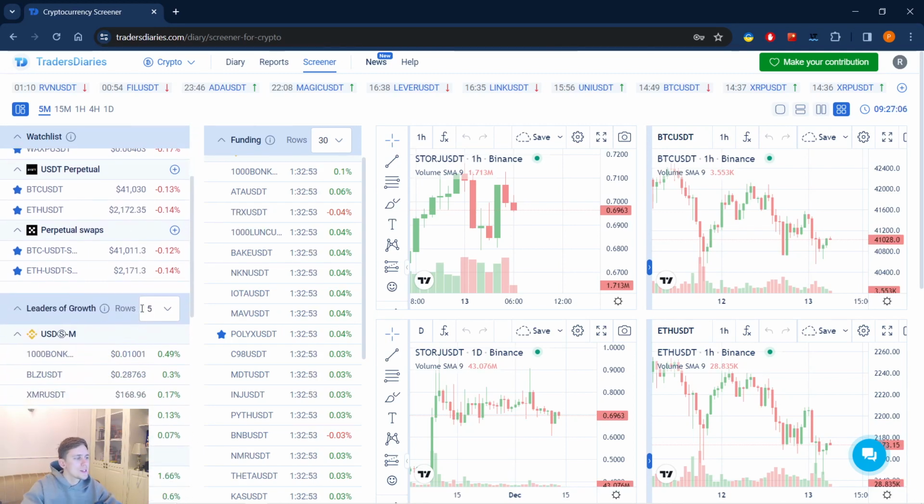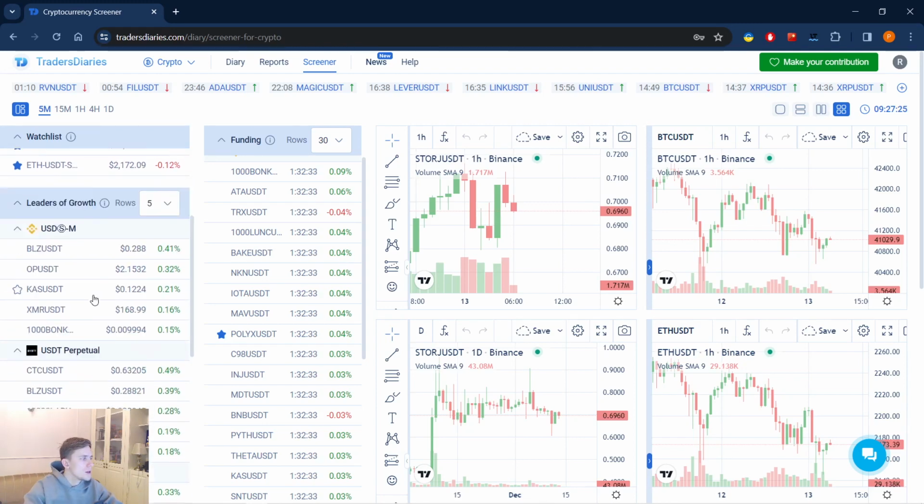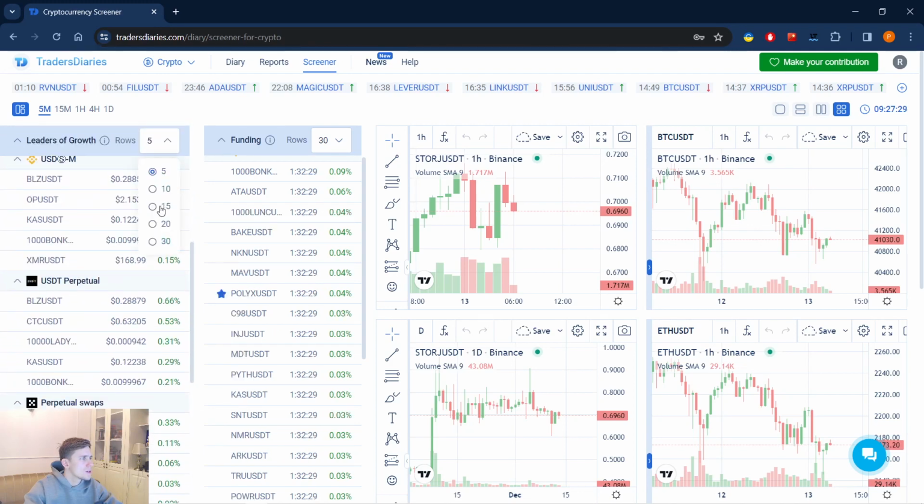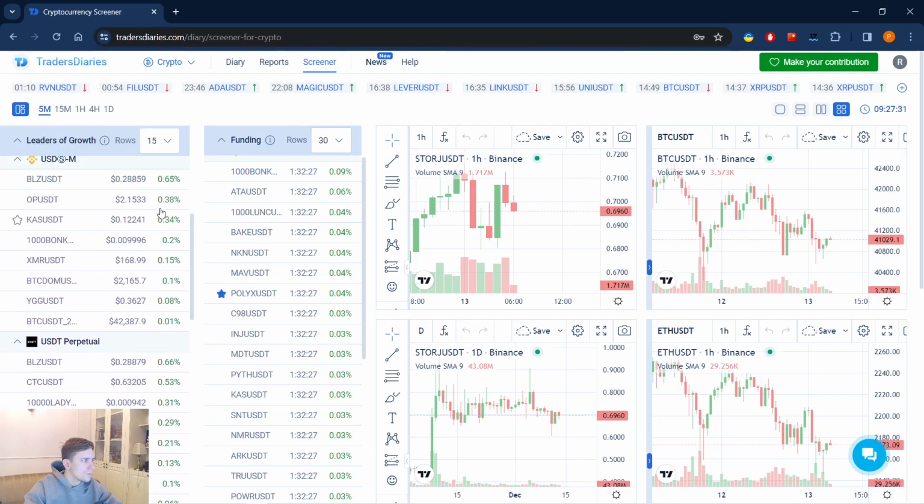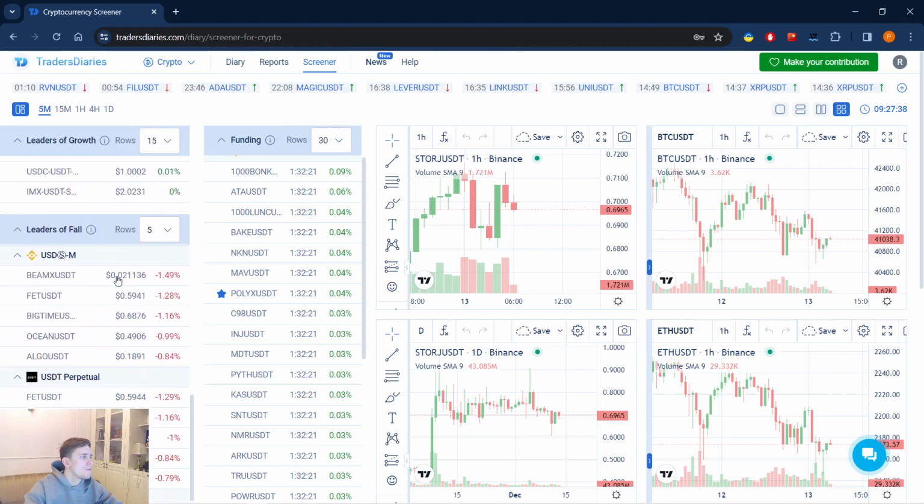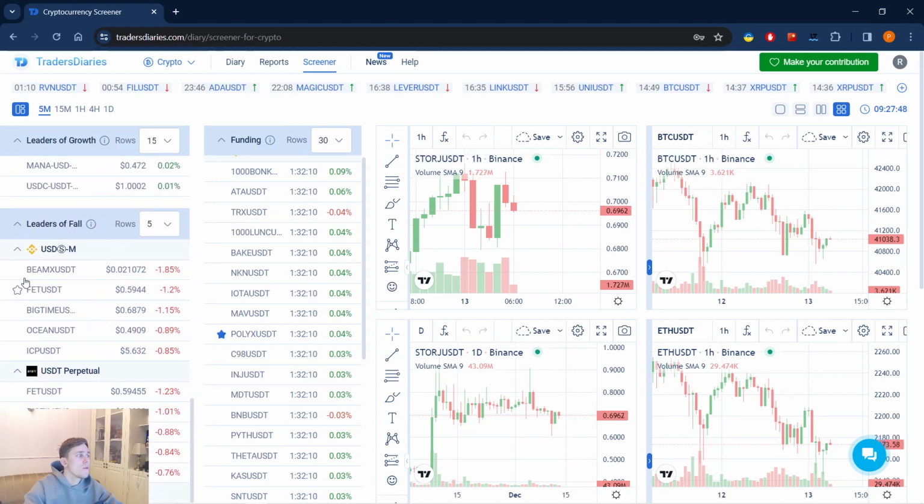Now we should select the in-play instruments. The best way is to watch the active in-play instruments with moderate to high volatility, because we are scalpers and we trade volatile instruments. Here in CScalp we can watch, as you see, the leaders of growth and the leaders of fall, and we select the most active and promising instruments.